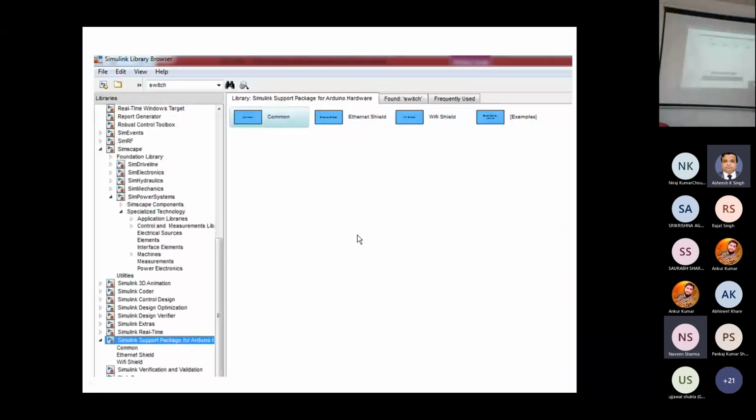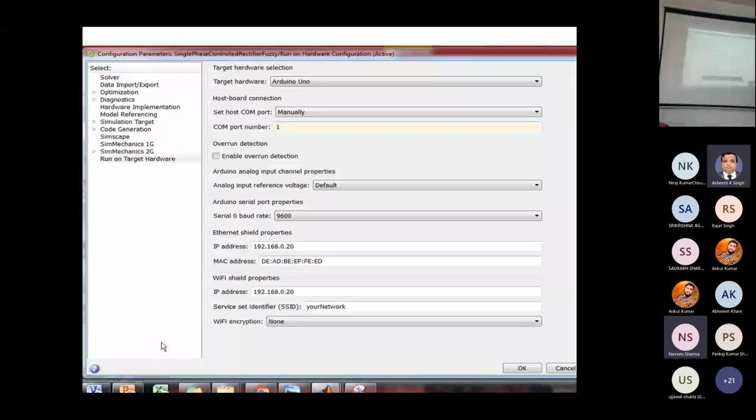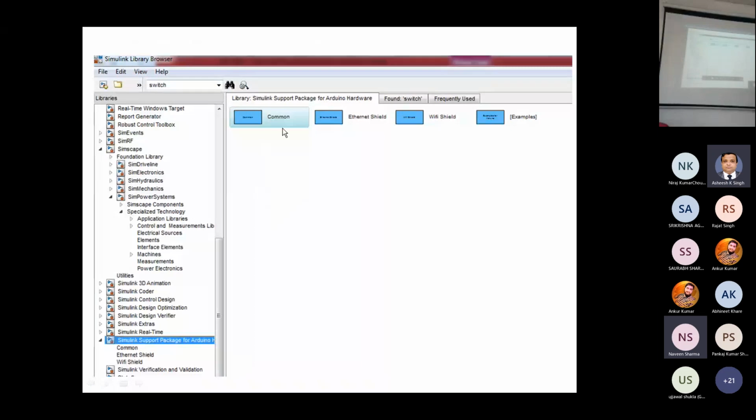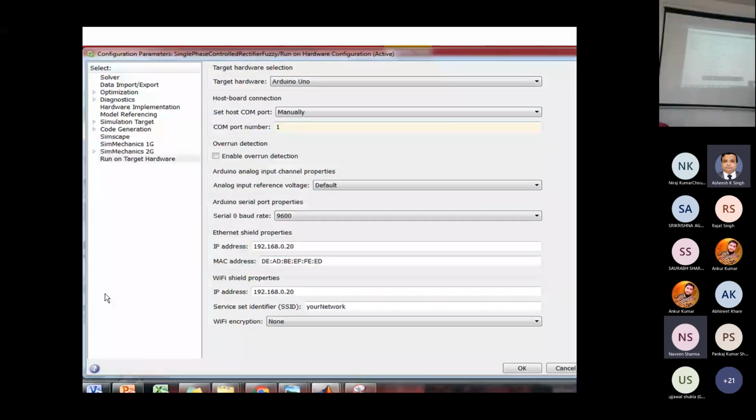So for Arduino, we have this library. We can see the Simulink support package for Arduino, and there are different parts in this library. Once Arduino is installed in the system, we have to assign the ports. Suppose our controller is connected to some port of this computer, then we will have to assign the port.